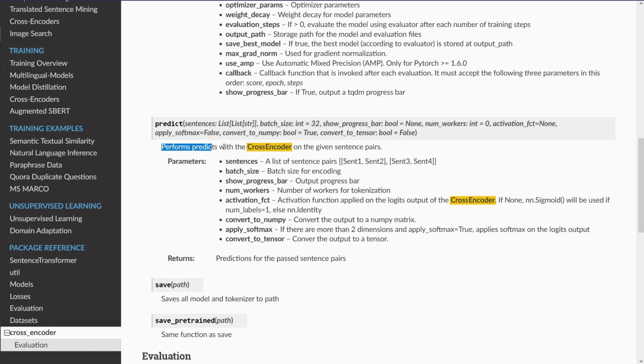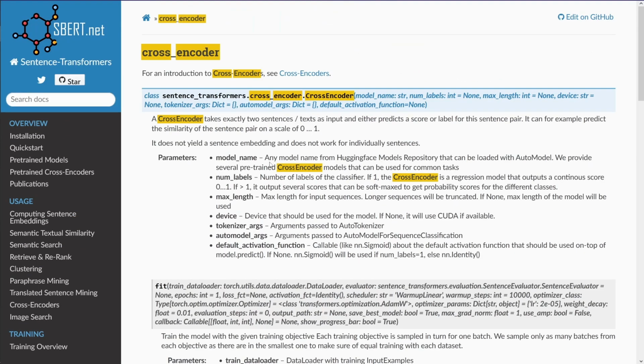So we perform a predict with the cross-encoder on a given sentence pair. And please remember, we have as an input a list of sentence pairs. So we have a list of pairs, and therefore not singular sentences as an input to this particular class of cross-encoders.